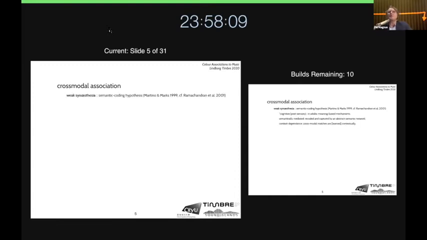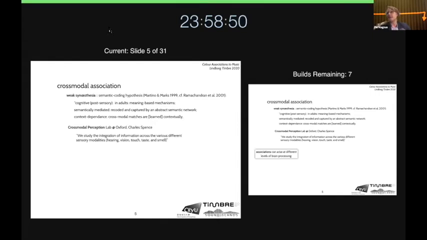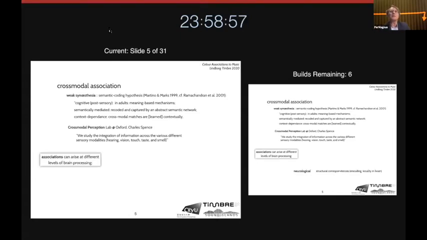So the concept of weak synesthesia was launched by Martino and Marks some 20 years ago, and they have a theory, or a hypothesis, really a framework, which is called the semantic coding hypothesis, which is based on three premises: that there are meaning-based mechanisms that appear as cognitive, so post-sensory. Secondly, they are semantically mediated through an abstract semantic network, and they're context dependent. A lot of research has come out of Charles Spence's lab at Oxford University, and their slogan is that they study the integration of information through the five main senses.